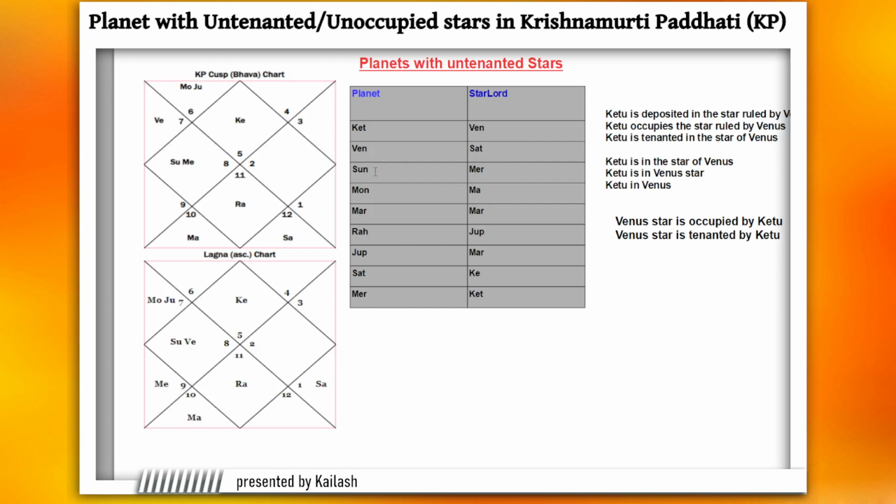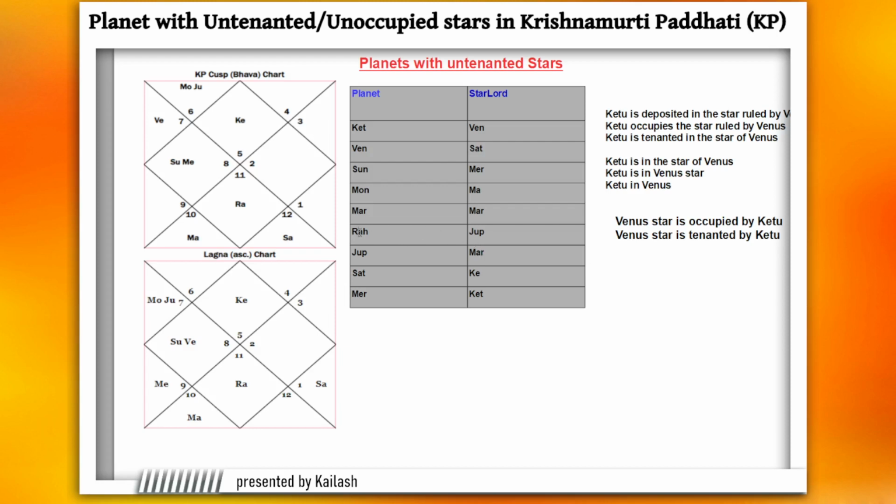You see that the sun is not appearing anywhere as the star lord. That means that no planet is deposited in the sun's star, or the sun's star is untenanted, or you can say sun is untenanted. And if you look at moon, you find the same thing. You don't find moon anywhere in the star lord column. So you say that the moon star is untenanted. If you look at Mars, you find that Mars appears here and here and here. So Mars star is tenanted.